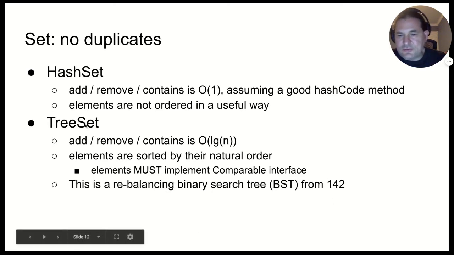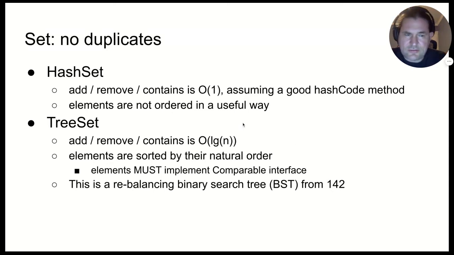And essentially, TreeSet is an implementation of some kind of rebalancing binary search tree that you learned about in 142. I'm pretty sure it's a red-black tree, not an AVL tree. You can look that up in the Java API if you want. I'm fairly certain it's a red-black tree.